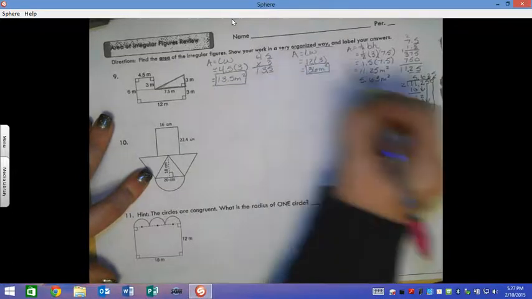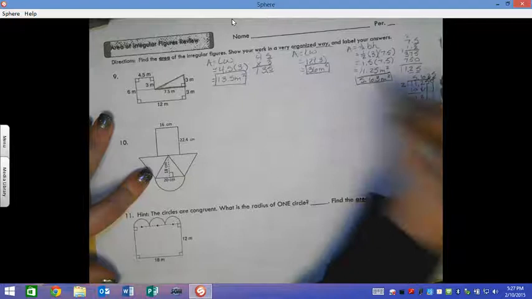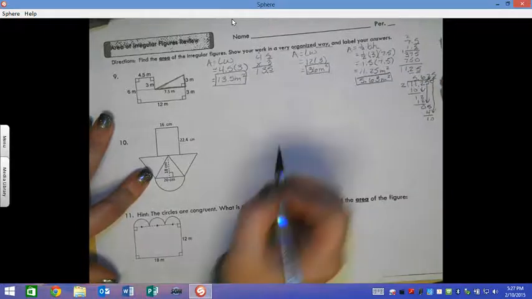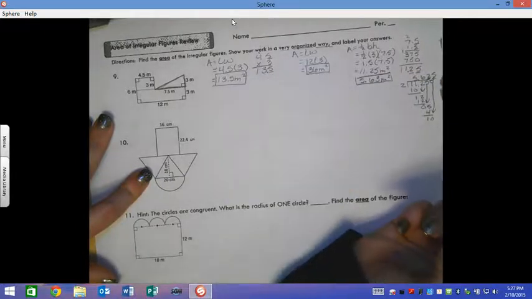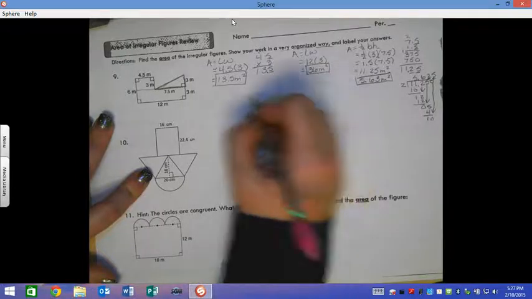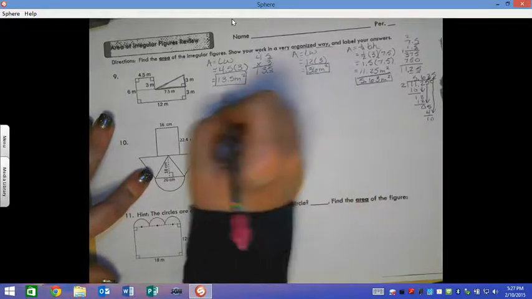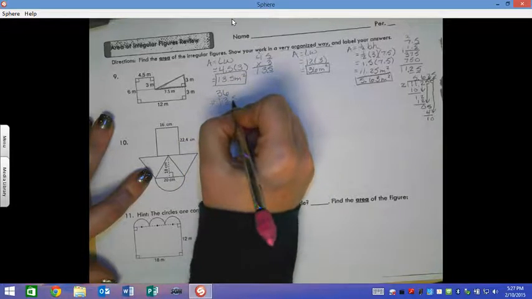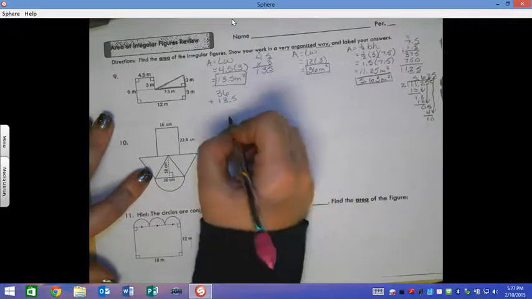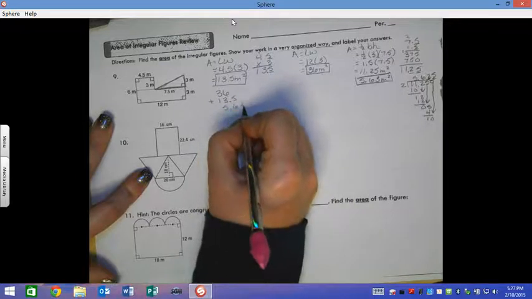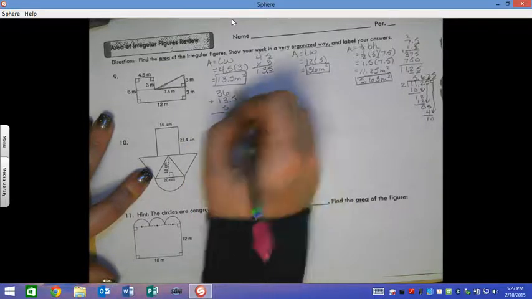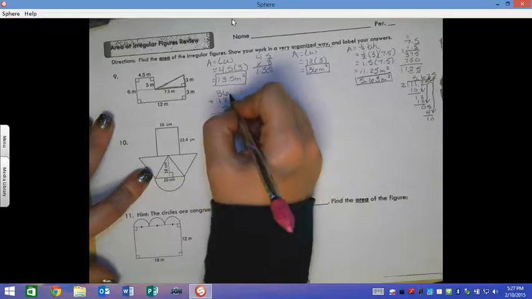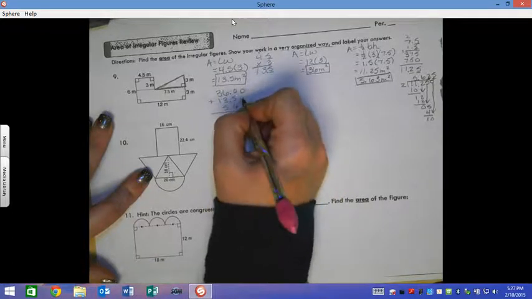So now all I need to do is combine all of these answers into one. Remember, combine means we're going to add. So when we add, we do have to definitely line up our decimals. So I have to do 36 plus 13.5 plus 5.63. So I'm going to bring my decimal down, add in my zeros here.